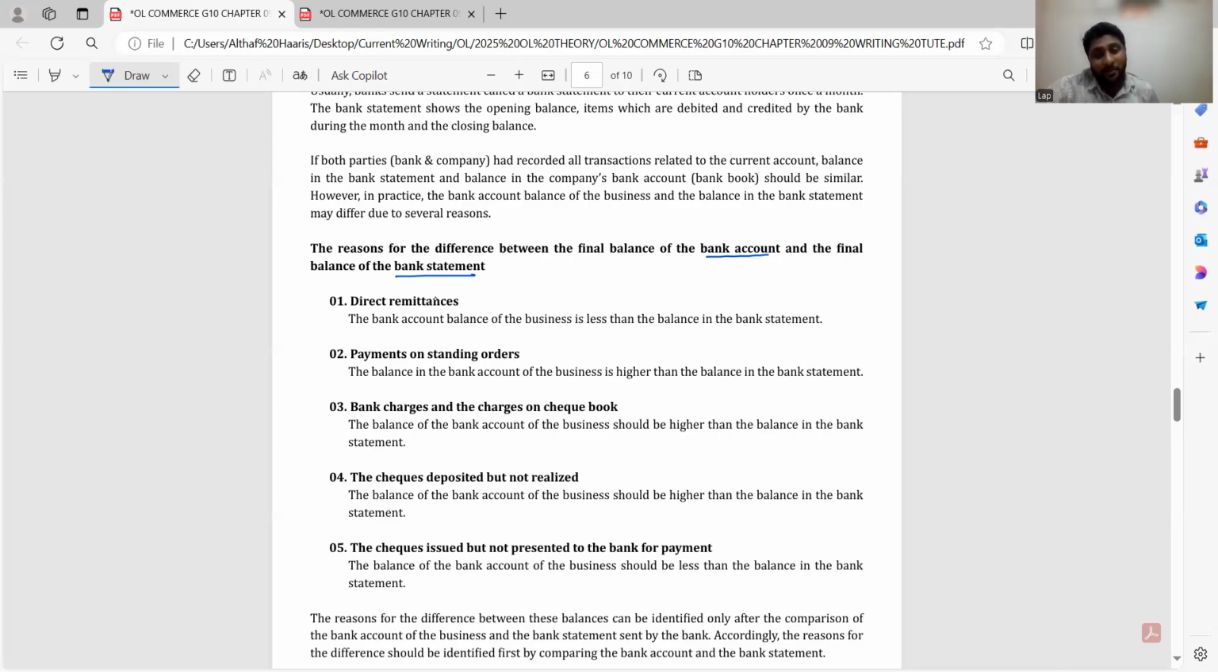Next one, bank charges, checkbook charges. No one will know about that, because these days banks just deduct money. They will say SMS alert, internet banking charges, service charges. They'll just deduct money. Will I know? No, I will not know.